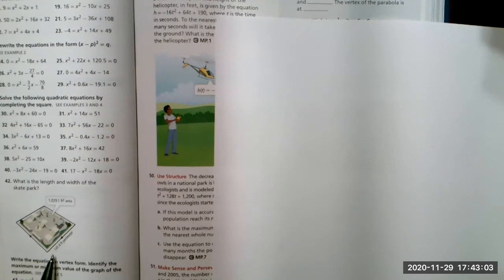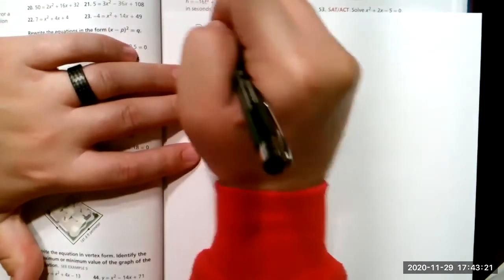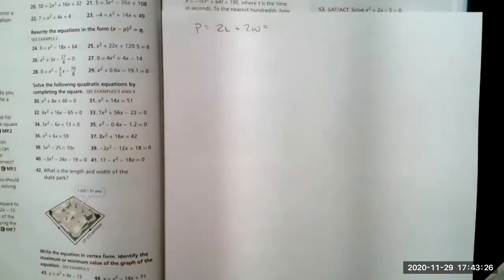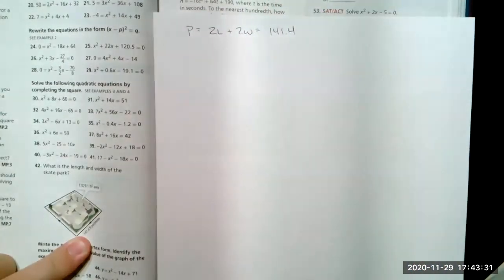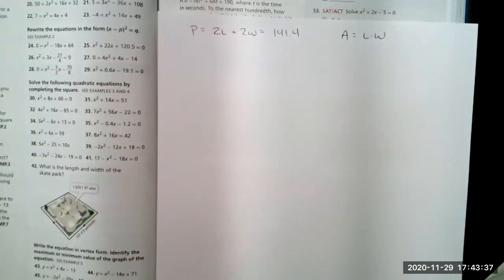So if you look at 42, they're telling you that the total perimeter is 141.4 feet. And then the area that they want on the inside of this skate park is going to be 1,029.1 square feet. Okay. So again, very similar to the example we saw just a minute ago. I'm going to say that the formula for perimeter, 2 times the length plus 2 times the width, is going to be equal to 141.4. And then the formula for area is going to be length times width.